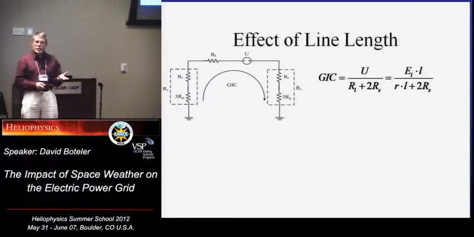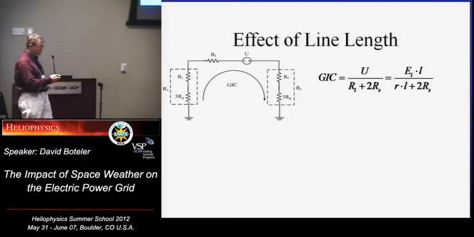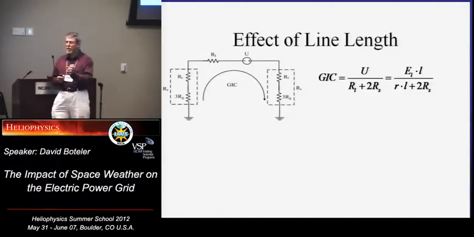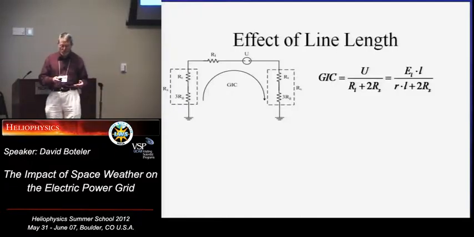Now, okay, so we've got the modeling techniques, but it's useful to get some insight into the factors that affect the results you get. And this is one of the things: as you go to a longer line, the voltage you're applying in the system is the integral of the electric field along the length of the line. So the longer the line, the larger the voltage. So some people have run with that idea and said, okay, the longer the line, the bigger the GIC. Well, that's true up to a point.